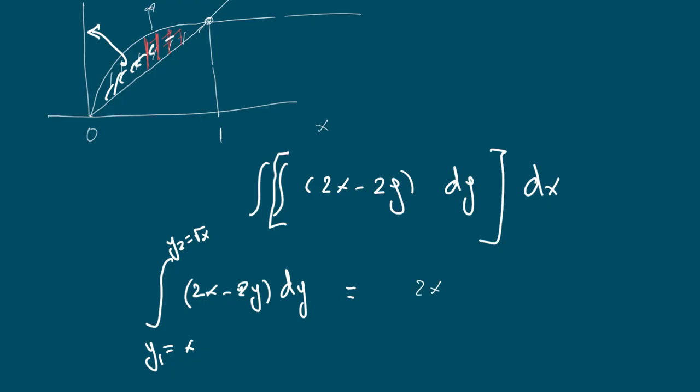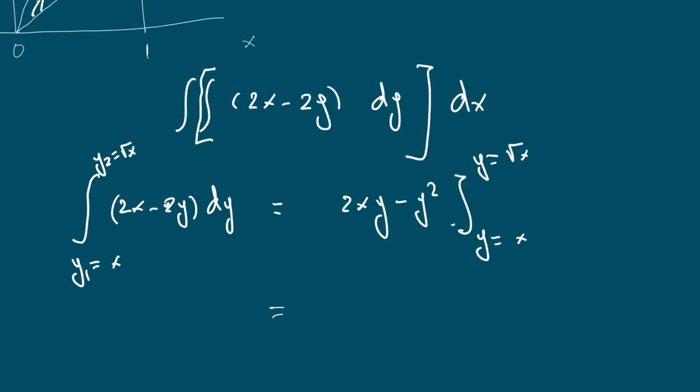It would be 2xy minus 2, the integral of y dy. 2x is a constant, so the integral of 2x dy is 2xy, since the integral of dy is y. The integral of 2y dy is 2y squared divided by 2, which is y squared, minus y squared. And this is evaluated between y equal x and y equal square root of x.